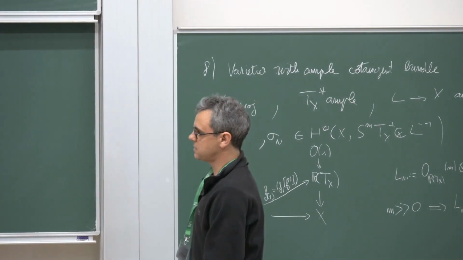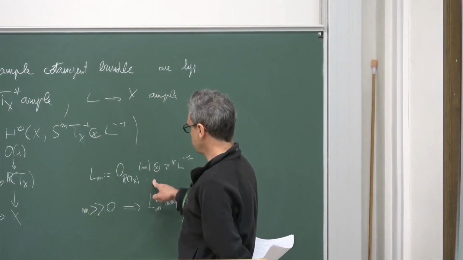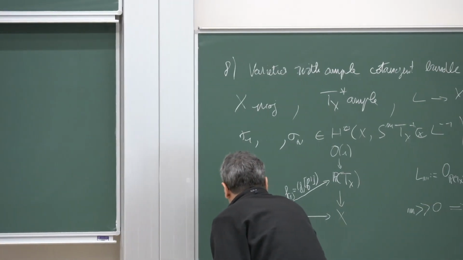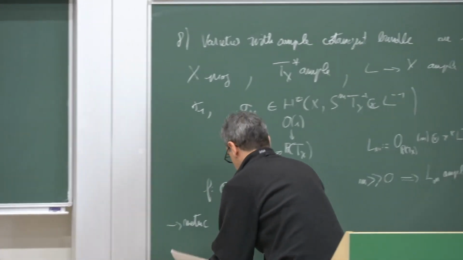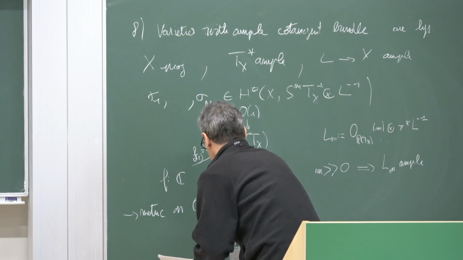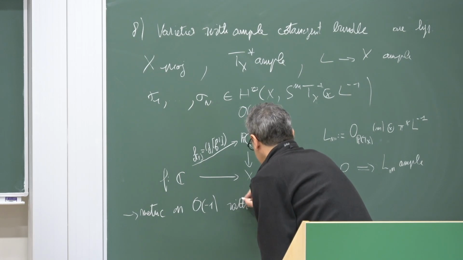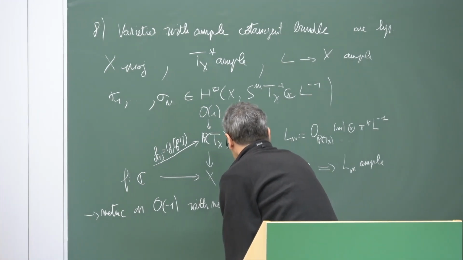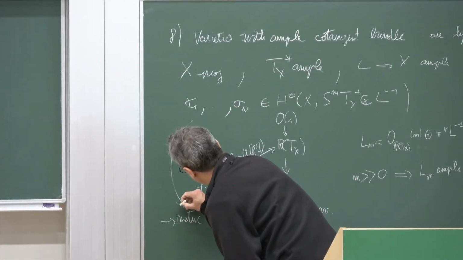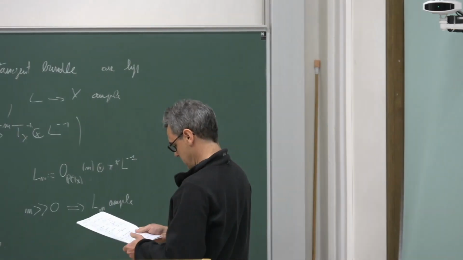Okay, and so you do the same as before. So from this section, you construct a metric of negative curvature. So the formula is the same. I will not write it again. So you have a metric on the tautological bundle with negative curvature. So you produce the metric exactly from the sections.